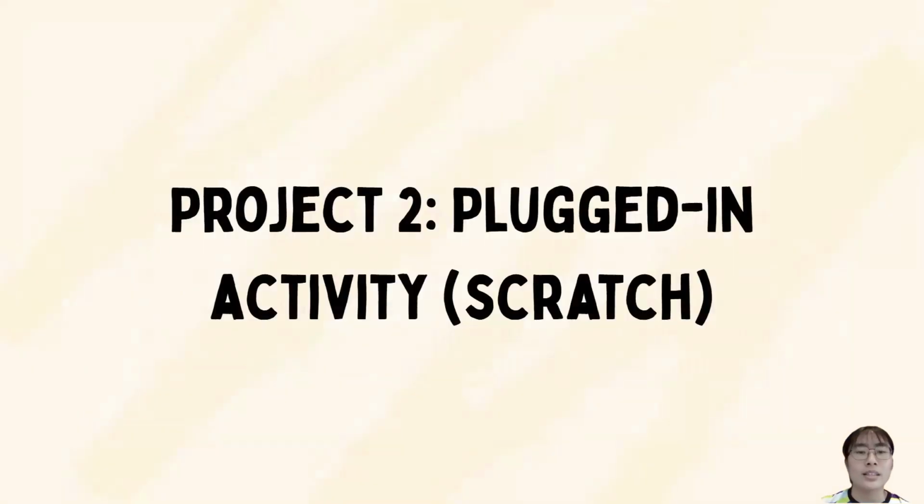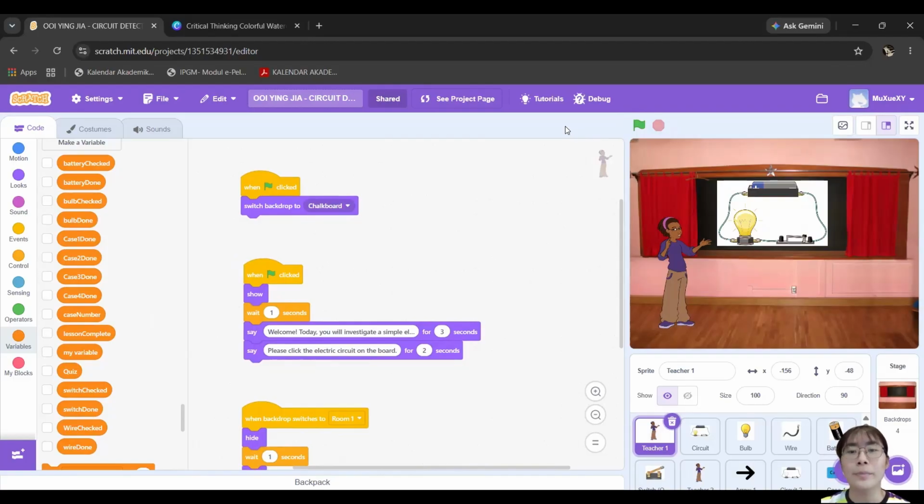After completing the unplugged activity, I transformed the same learning experience into an interactive Scratch program. The objective is to provide students with a digital learning environment where they can investigate independently while still applying the same computational thinking skills. Now I would like to demonstrate my Scratch program. This is the homepage of my Scratch project called Circuit Detective. Students begin by clicking the green flag to start the program.